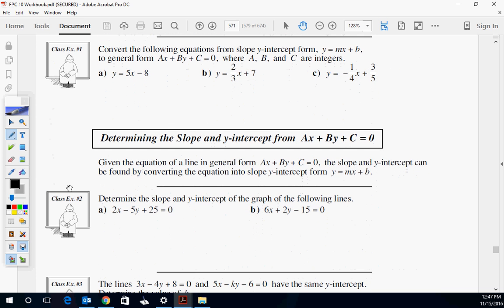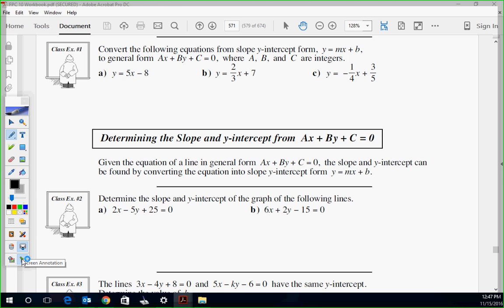Convert the following equations from slope form to general. So 5x minus 8, we simply move them all where? Left. So move them all to the left. Minus 5x, add the 8. There's your general form. I put x and y in that order like they had above. If you don't, it's not completely wrong, but get in the habit of doing that just so it looks the way you think it should look.